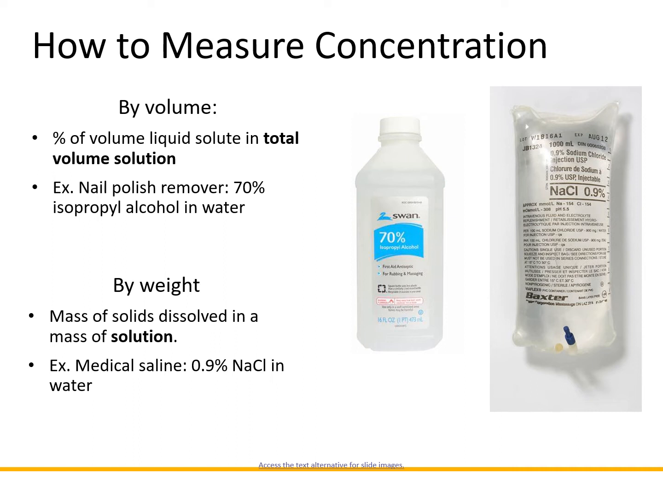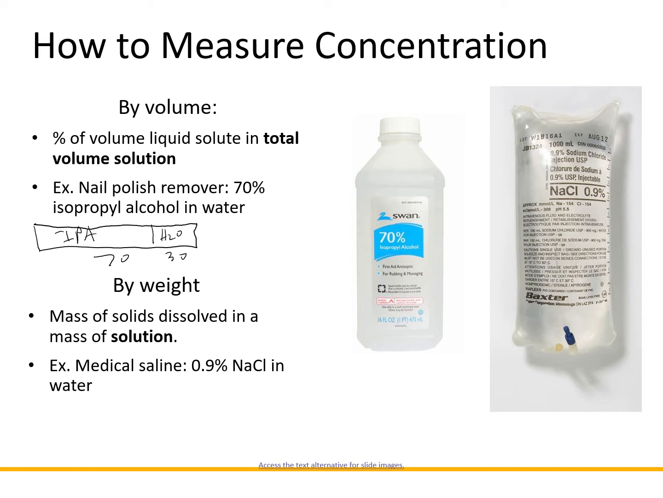The first example is volume by volume. So this is used for solutions that have liquid solutes, and an example of that would be nail polish remover. And you express that as the percent of the volume of liquid solute in the total volume of solution. And isopropyl alcohol, 70% isopropyl alcohol nail polish remover is like this. If you were to have, let's say, 100 milliliters of this stuff, 70% would be isopropyl alcohol, and that last 30% would be water, okay? I think it's a common mistake that people think, oh, it's 70 mils of isopropyl alcohol and 100 mils of water. That's not the case.